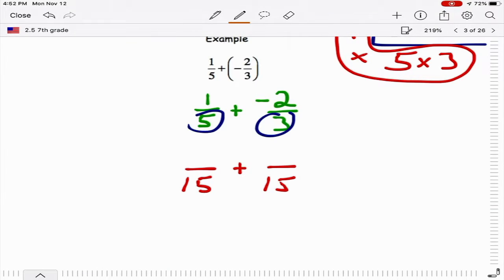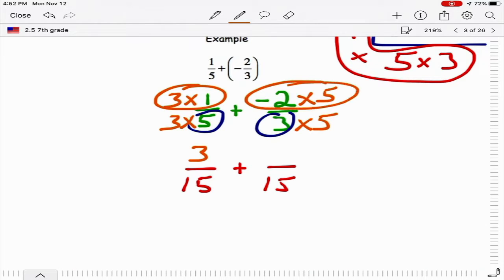Now to go from 5 to 15, you had to times by 3. What you do to one side, you do to the other side. 1 times 3 is 3. 3 times 5 is 15. What I do to one side, I do to the other side. And negative 2 times 5 is negative 10.